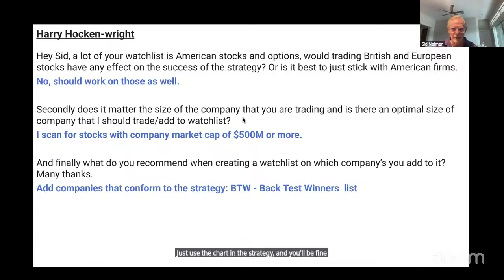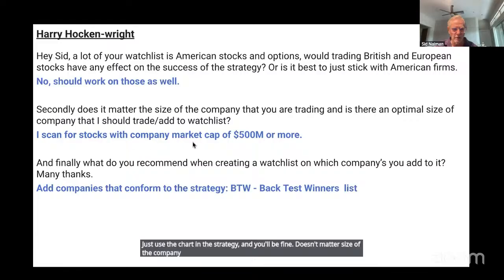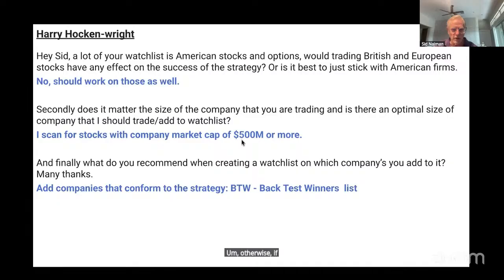Doesn't matter size of the company. I like to trade with, I scan for a company at least 500 million capitalization, meaning they're worth 500 million as a company or more. Otherwise, if it's too low, that can be manipulated. The price can be manipulated.